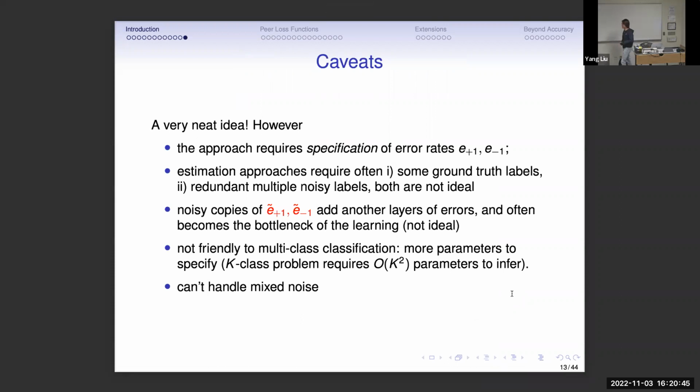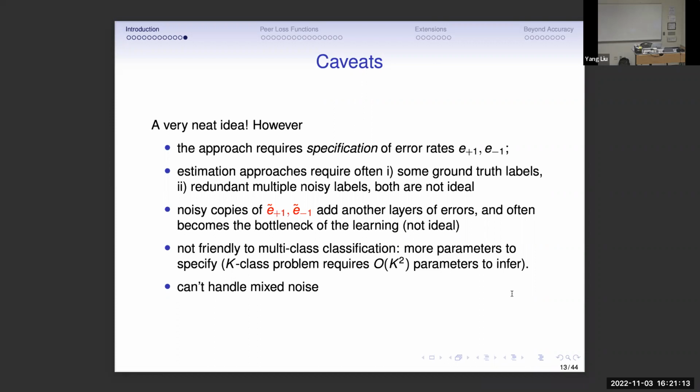This is a really neat idea. I've been applying this approach in my previous research, but it has some caveats. First of all, the approach requires specification of the error rates E plus and E minus. And oftentimes the estimation procedure requires either some ground truth to tune or estimate the parameters, or, like what I did before, multiple noisy labels to define a tensor, using the tensor information to identify the true parameters of the hidden graphical models.